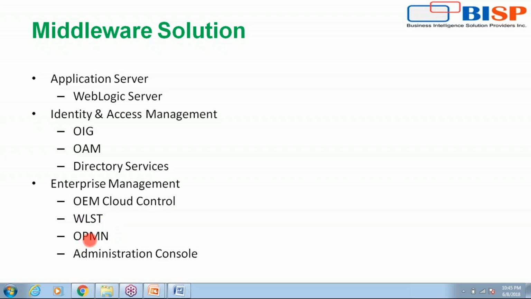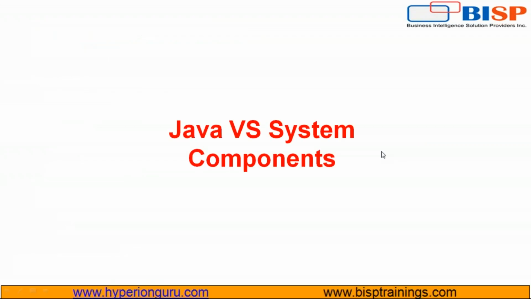Okay, so this is applicable till 11g. From 12c onwards, this will be deprecated. It won't be available. So we won't be doing much of 11g. We will be focusing only on 12c. So in 12c, we'll be discussing Cloud Control, WLST and the admin console. While comparing, we'll discuss the directory structure just to explain the difference, but it won't be covered because that comes as part of your system component, and it is deprecated in 12c. Right, so this will clarify the difference between your Java and system components.